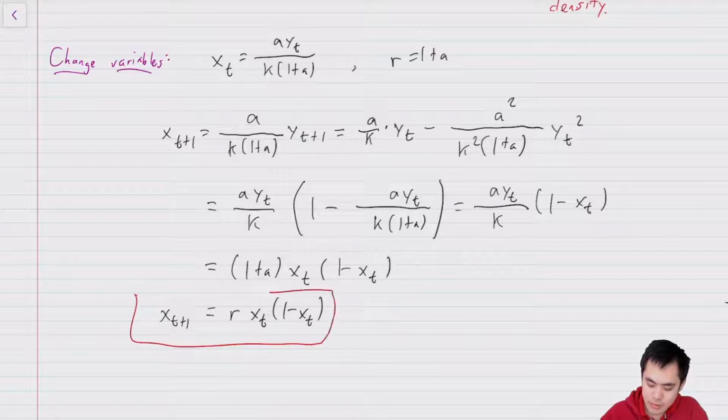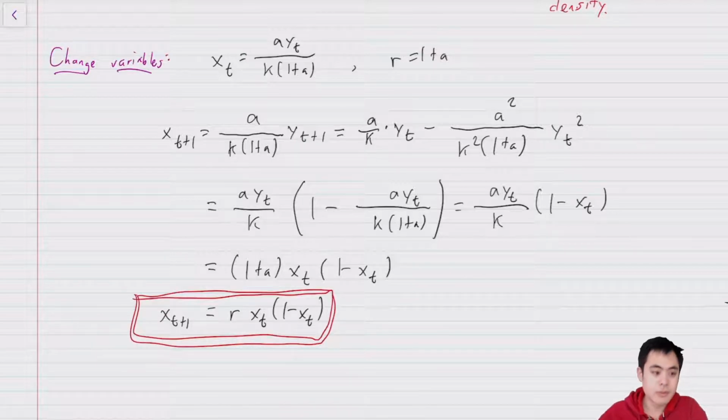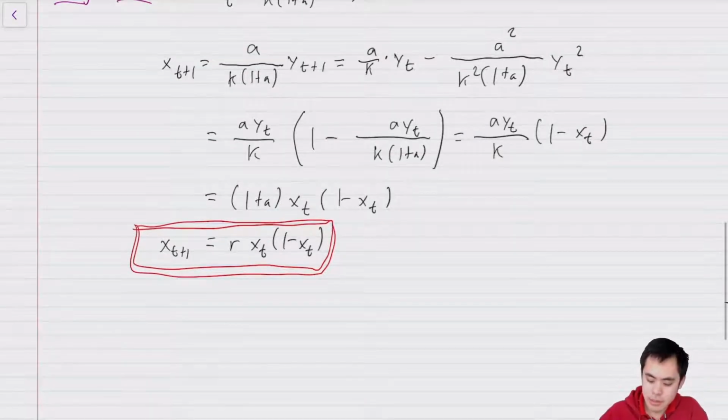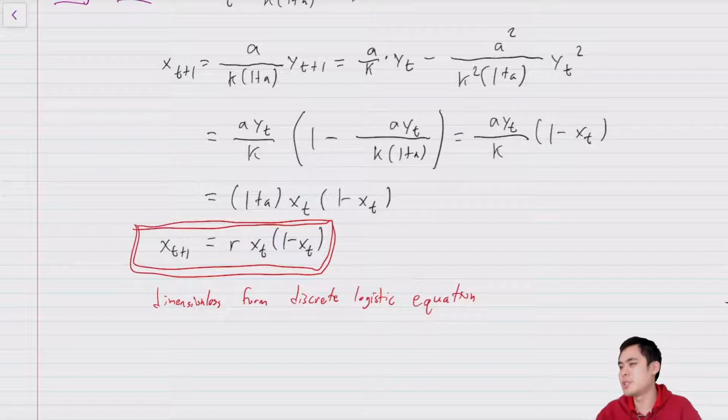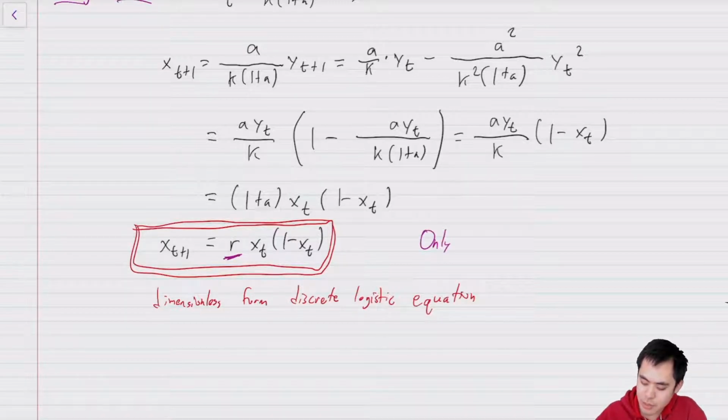And this here is the dimensionless form discrete logistic equation. Sometimes it's called the dimensionless form discrete approximate logistic equation because we have approximated by discretizing into time steps of finite time. And note, the important thing here is that we have only one parameter now, r. So this is a lot easier to analyze.